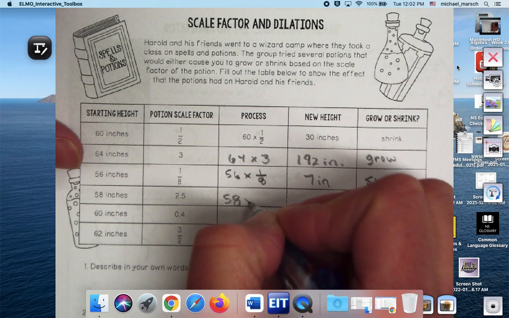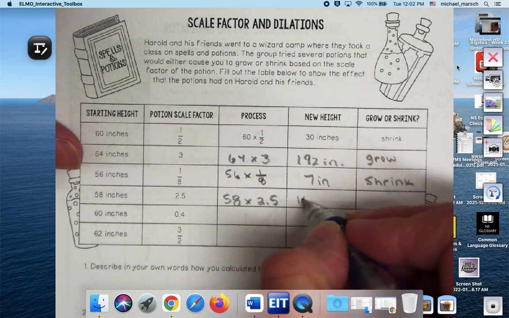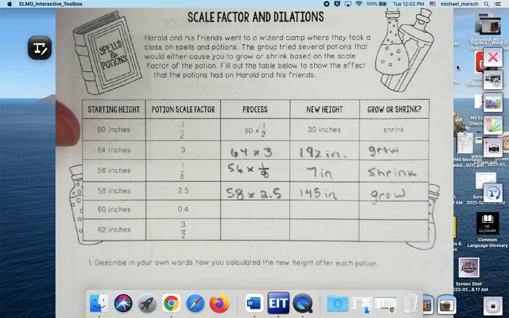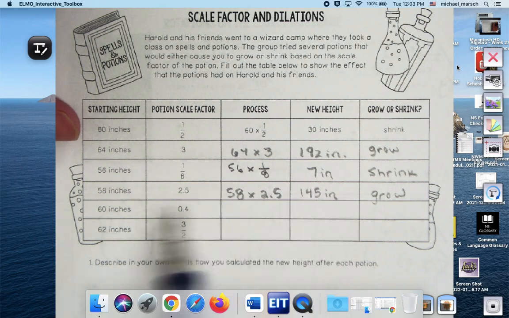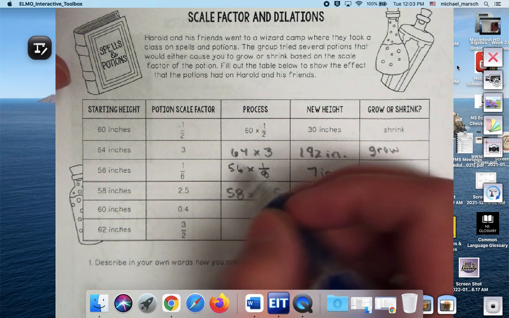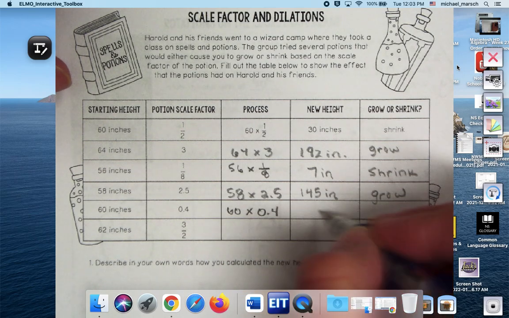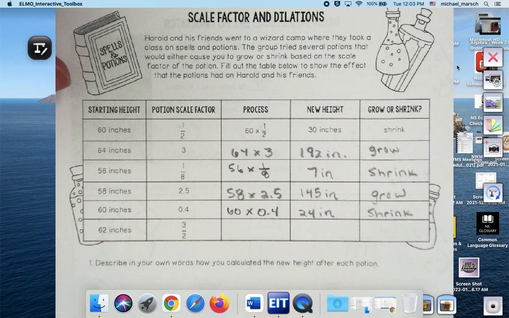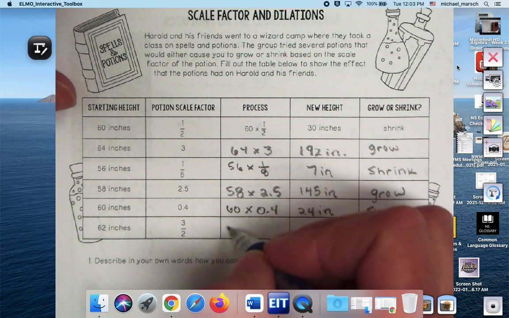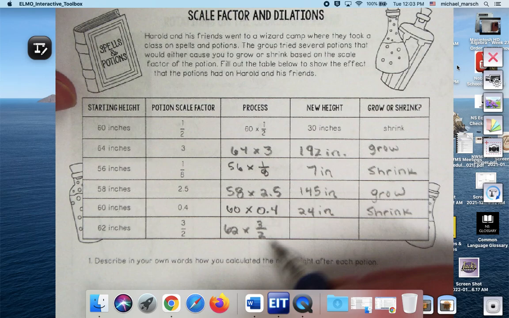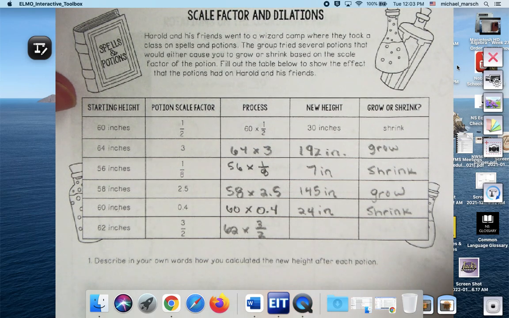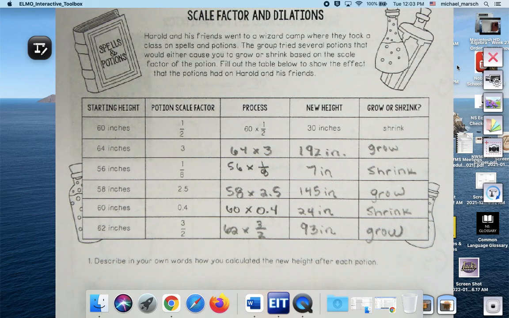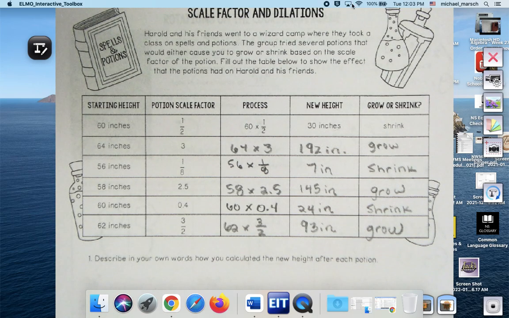If I start out 58 inches and my scale factor is 2.5, I'm now going to be 145 inches tall. Clearly, that potion was going to make me grow. Right, so I'm multiplying my original height times the scale factor to find my new height. If I'm 60 inches tall and the scale factor is 0.4, I'm now going to be 24 inches. So that's going to cause me to shrink. And if I am 62 inches tall and my scale factor is 3 over 2, that's like saying 62 times 1.5, I'm now going to be 93 inches tall, in which case that's going to make me grow. So tomorrow we'll talk about what these numbers actually mean, the rules of scale factors.